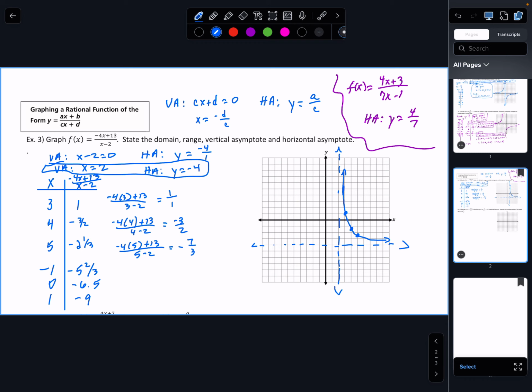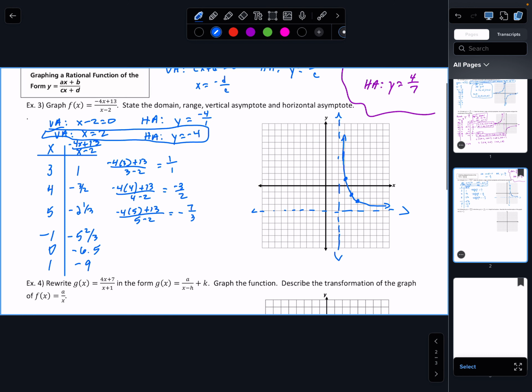And don't forget the arrows. And then at negative 1, I'm down 5 and 2/3. At 0, I'm down 6.5. That's your y-intercept. And at 1, I'm down at negative 9. And so draw that branch.